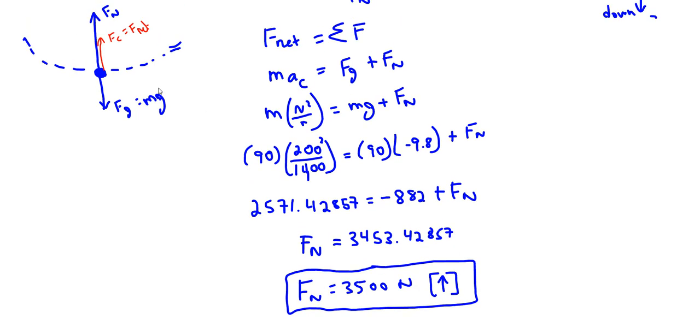Now, if we were at the top of the circle, we would instead have put a minus right here. And that would give us a pretty different answer because both our centripetal force would be pointing down and our force of gravity would be pointing down. But in this case, we have one pointing down and one pointing up. Okay, let's move on to our next one.